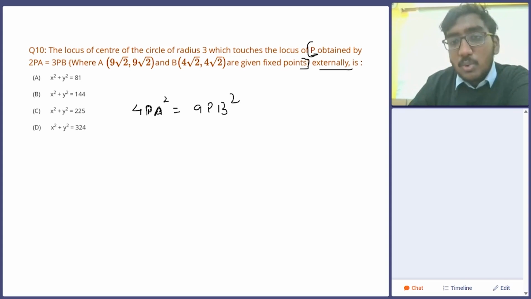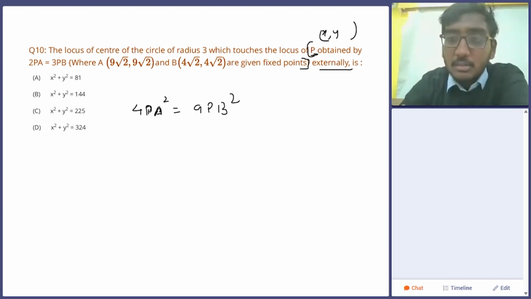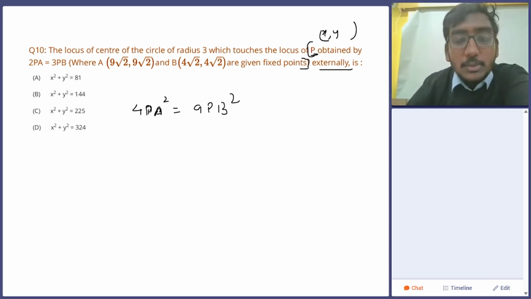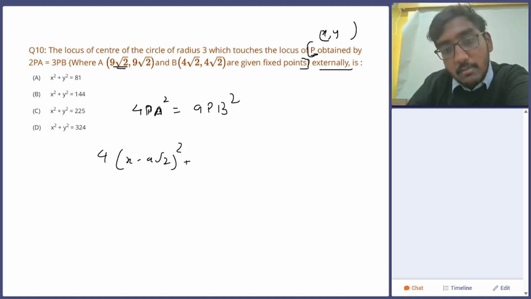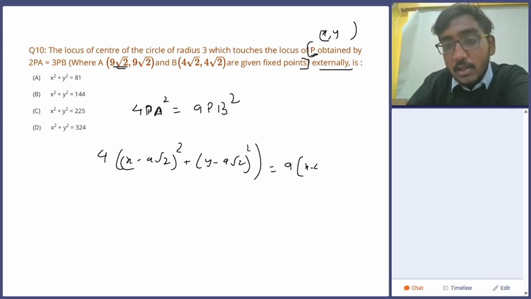And let's call the coordinate of point P as x comma y. We are finding the locus of all such possible x comma y. Basically, we are finding the equation of P in terms of the x and y coordinates of P, okay? So what will be the distance PA square? It will be x minus x1 the whole square plus y minus y1 the whole square, right? Distance formula. So P to A will be x minus 9 root 2 the whole square plus y minus 9 root 2 the whole square, right? And for B there will be 9 into x minus 4 root 2 the whole square plus y minus 4 root 2 the whole square.